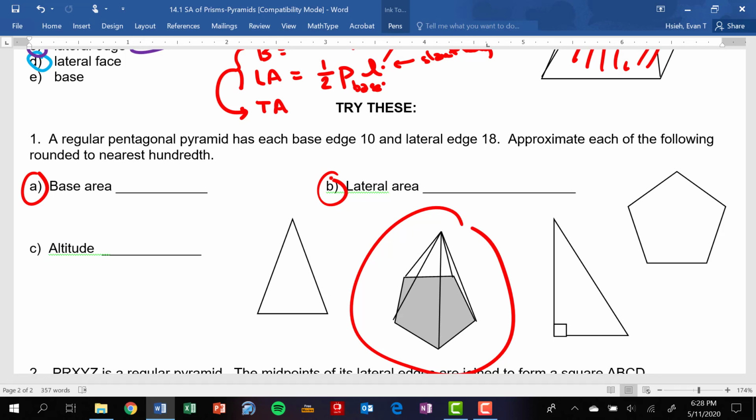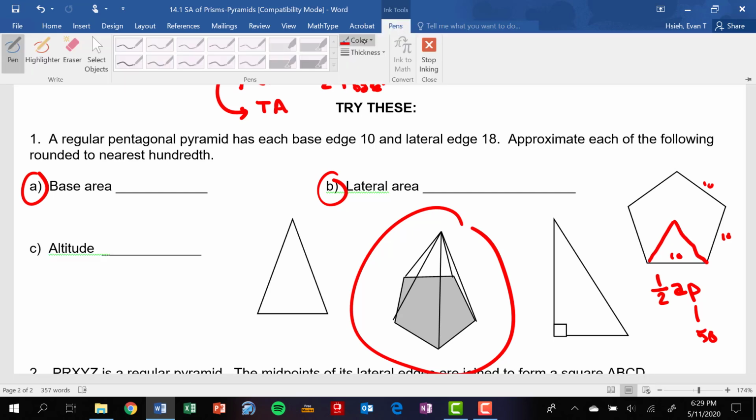So for a pentagonal pyramid, to find the base area, if you remember, we're going to need to use the formula 1/2 of the apothem times the perimeter. And the perimeter is just going to be each base edge is 10. So this is 10, 10, 10 all the way around. So we know that the perimeter is 50. We can draw in a little triangle like this.